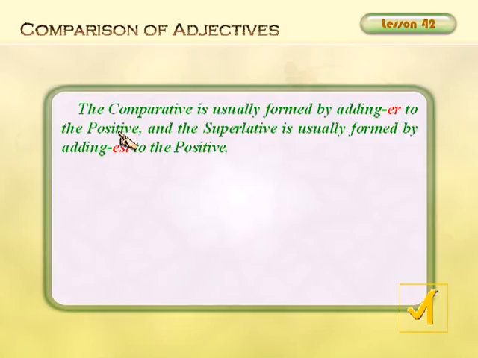ER to the positive, and the superlative is usually formed by adding EST to the positive. Example, we can say high. When the word is high, you add ER, higher, and it becomes the comparative degree. And when you add EST, highest, it becomes the superlative degree.